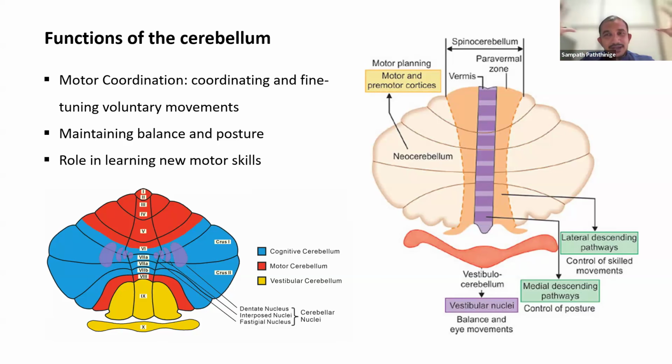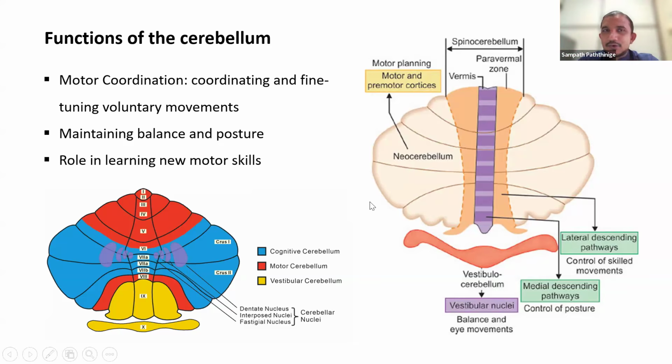And the lateral part is basically about the planning activities, right? So we call it the motor planning, right? That is done by the outer part, which we call the neocerebellum. The central part is the spinocerebellum. The lateral part is the neocerebellum. So that is basic, but this is not a very clear demarcation as in the cerebral cortex.